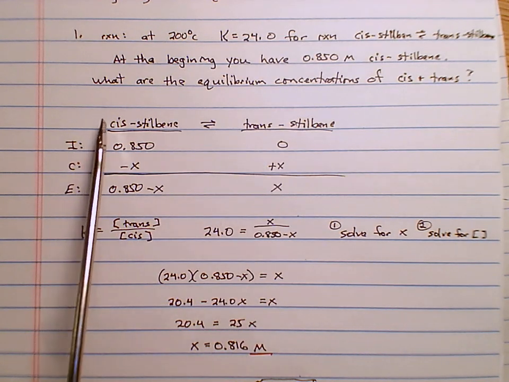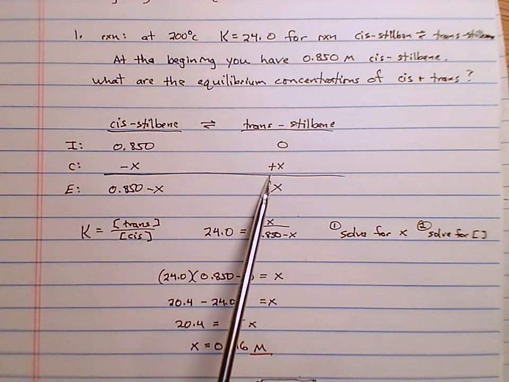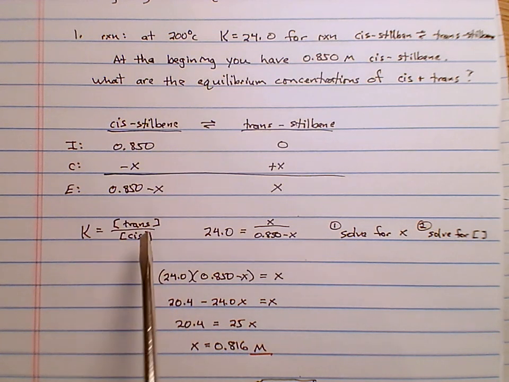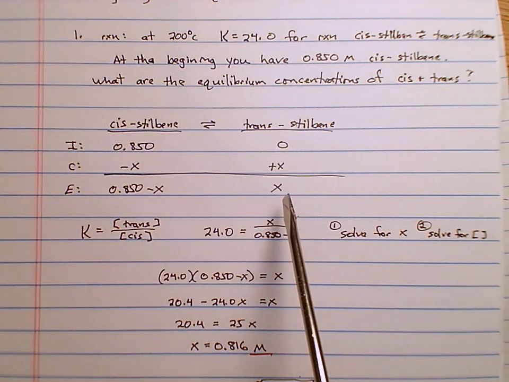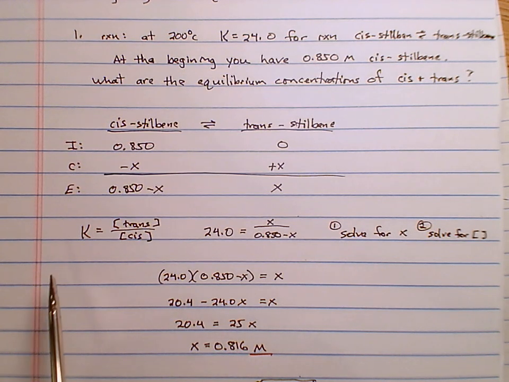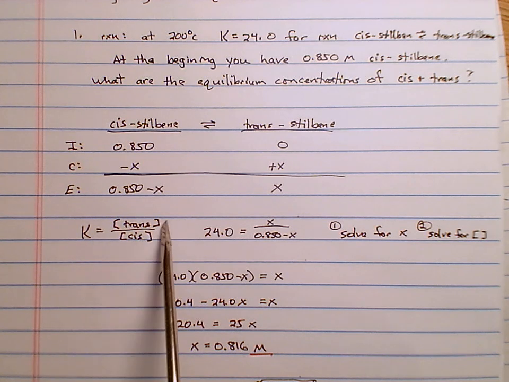Our stoichiometry is 1 to 1 here. Note if it was 1 to 2, it would have been 2x over here. But it's not, it's 1 to 1. So then at equilibrium, I have 0.850 minus x as my concentration of cis-stilbene, and x as my concentration of trans-stilbene. I can write down my equilibrium constant expression, K equals concentration of trans divided by the concentration of cis.